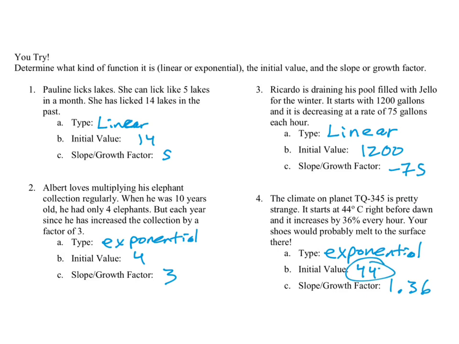It starts out with 44 degrees, and then increasing by 36%. Remember, you start with 100%, add on 36. That's 136%. And so when you divide that by 100, you get 1.36 as your growth factor.